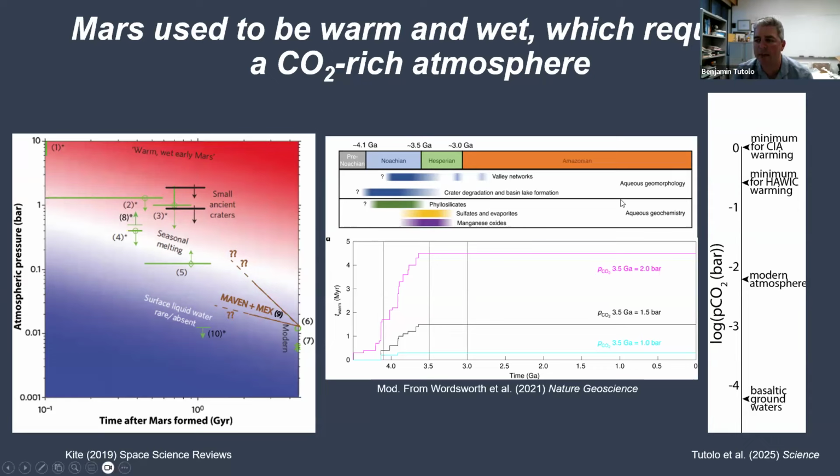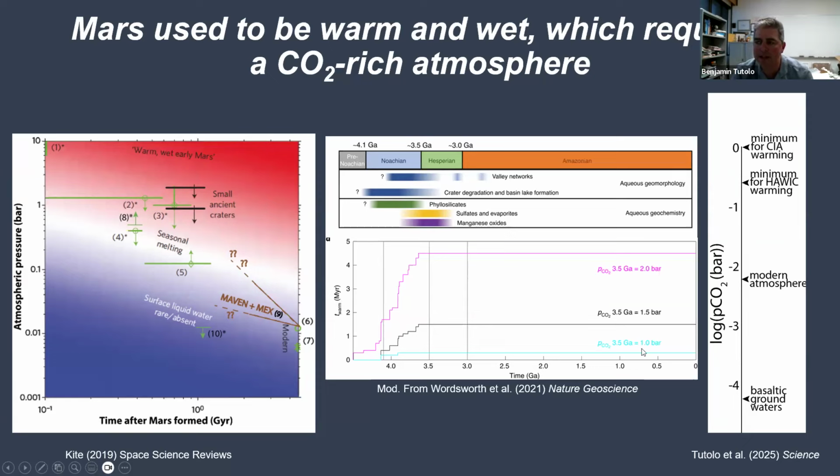And here, what they show is that even at the minimum of about 1 bar of CO2 partial pressure at 3.5 billion years ago, you probably would have likely only had maybe about 500,000 years or less of habitable conditions, time warm, so time above 0 degrees Celsius, early in the planet's habitability.